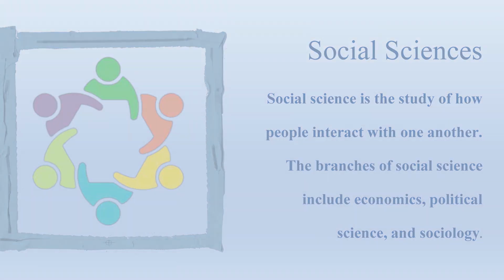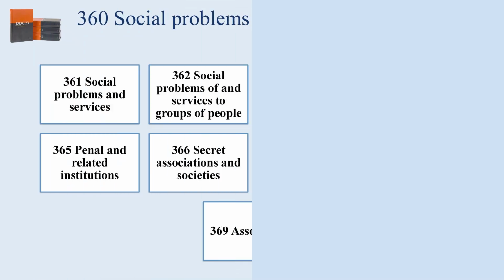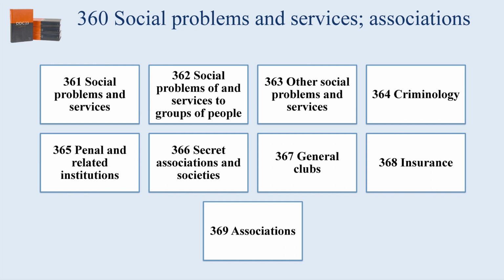So in DDC, the class 300 has been subdivided into 10 divisions like other classes. Here, the classes are general statistics, political science, economics, law, public administration, social problems, education, commerce, communication, and finally custom, etiquette, and folklore. In the present session, we are concentrating on 350 to 399. The first important class of this category is 360, that is social problems and services, associations. So these are the subdivisions.